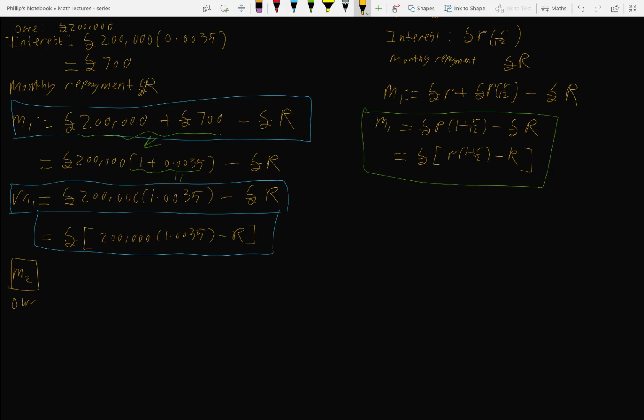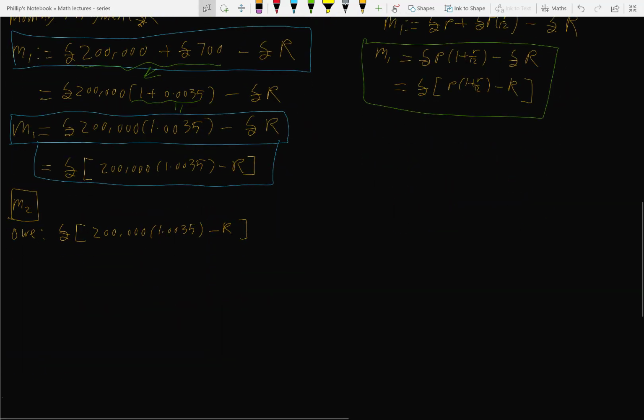Currently we owe, because the amount owed after 1 month is not going to be £200,000, it's going to be £200,000 multiplied by 1.0035, add the interest on, take off the monthly repayment. That's what we're going to owe, and the interest on this is just going to be this whole thing. So £200,000 times by 1.0035 minus R. The interest on that is we multiply that by 0.0035.